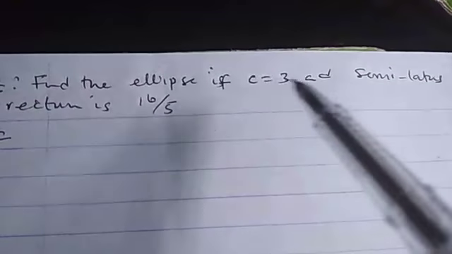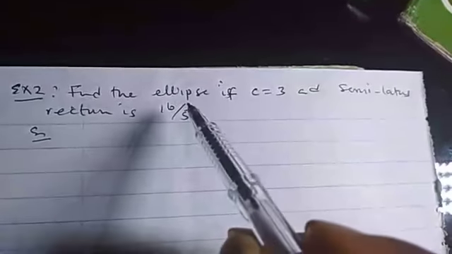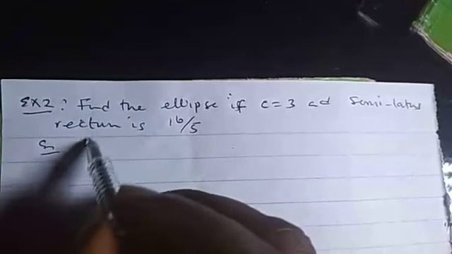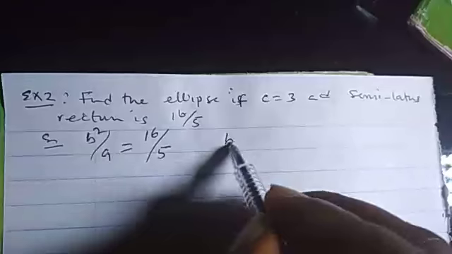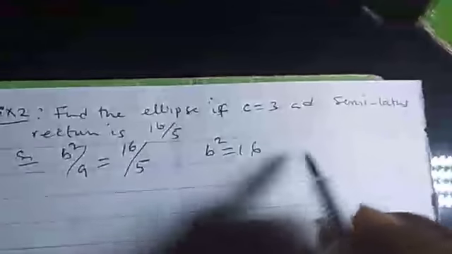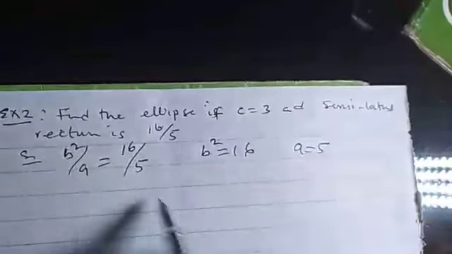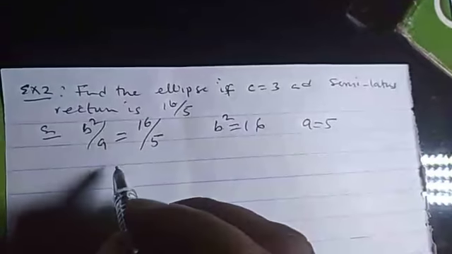Let's take another example. To find the ellipse, if c is 3 and the semi-latus rectum is 16 over 5. So we know that the semi-latus rectum is b square over a. I will compare with this, that is 16 over 5. So you will see that b square is 16 and a is 5.